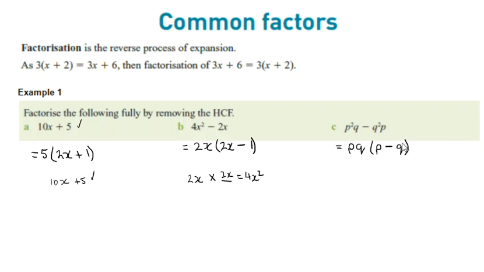Again, if you're not sure if you've got the right answer, let's times it out. So we've got pq times p will be p squared q, minus pq times q, p times q squared, or p times q squared, which is the same as that.